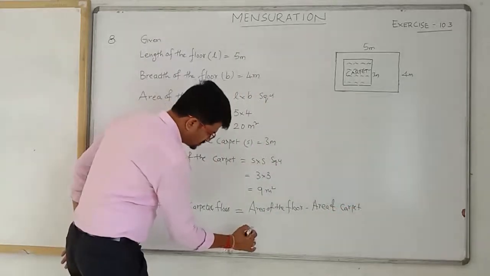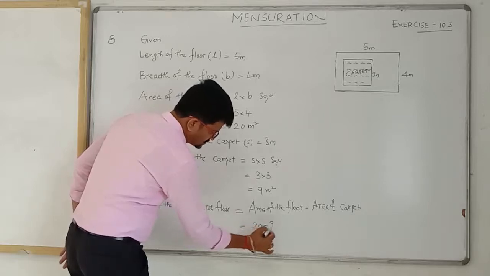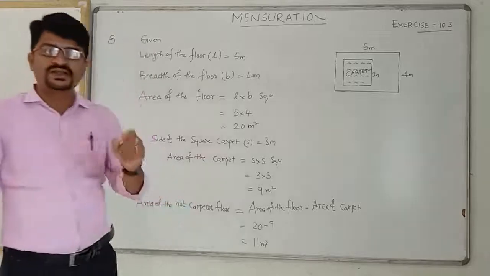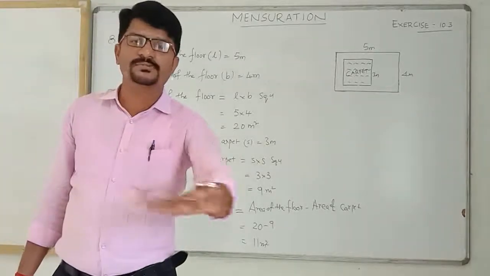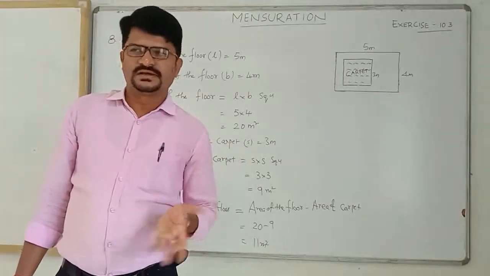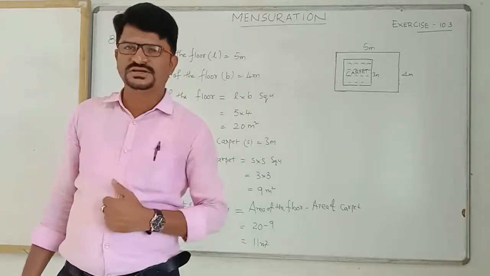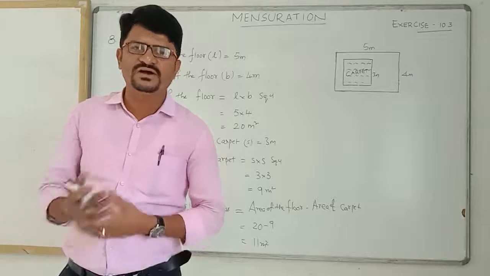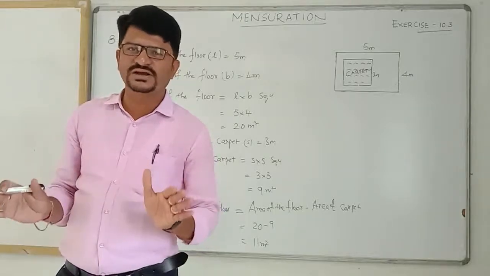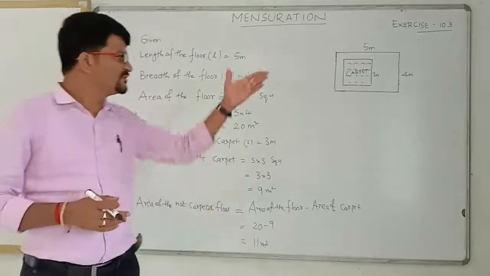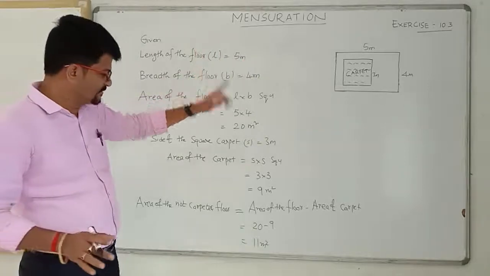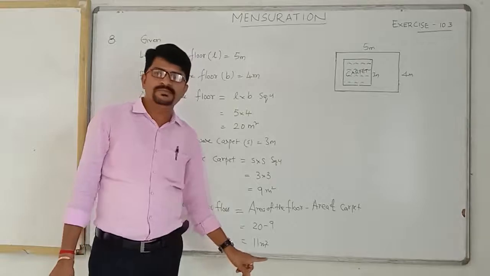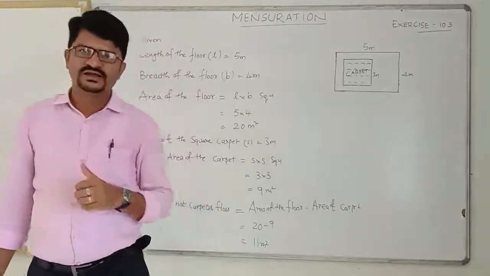Area of the floor is how much? 20. Minus 9, therefore 11 meters square is the area of the floor which was not carpeted. Actually, usually in your halls, carpet will not cover the entire floor of the hall. Some floor should be covered with the carpet, so the remaining floor should be empty. So that empty place of the room is 11 meters square. Okay? Right, children.